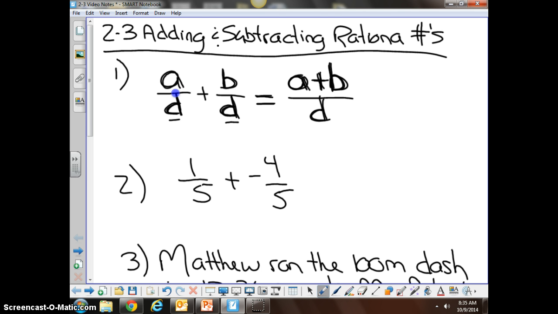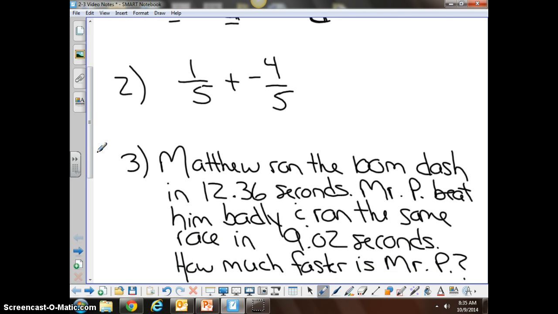Number two is an example. We have 1/5 plus a -4/5. This problem is written incorrectly because we have a plus and a minus next to one another. It's not incorrect, it's actually just confusing, so we want to make it less confusing.